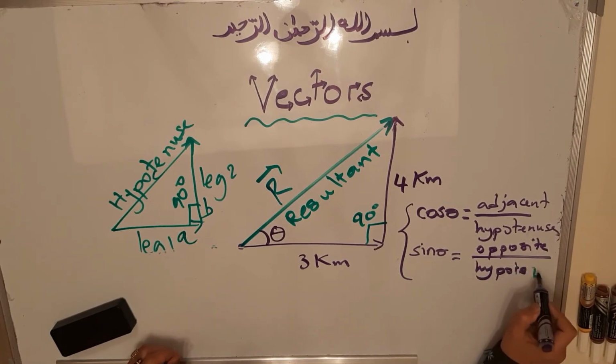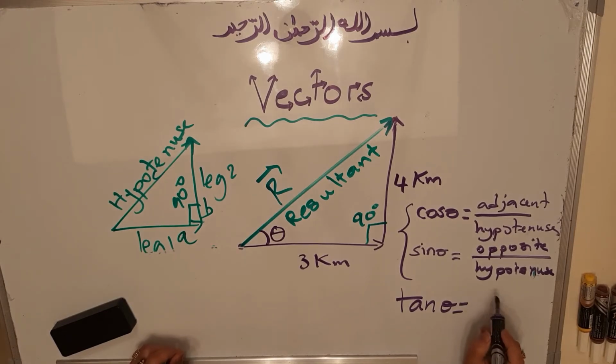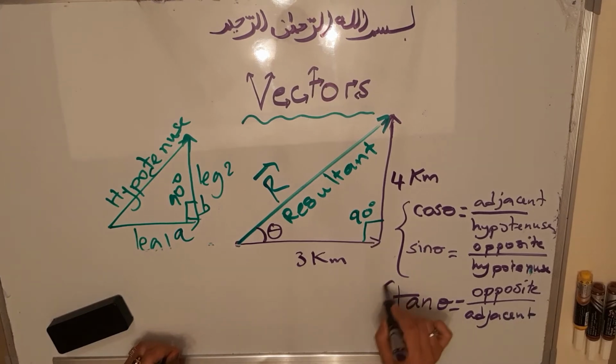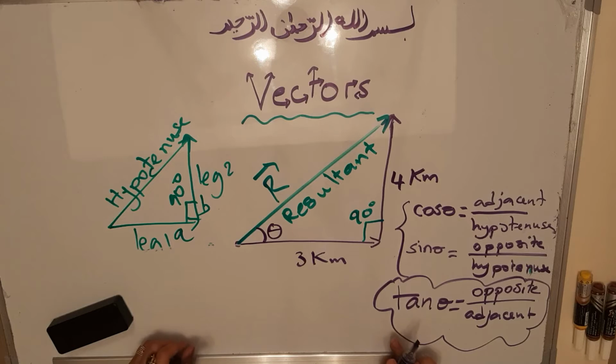And finally, just for now, for grade 9 and grade 10, tan theta is also a ratio, and it's going to be the sine over the cosine, or it's just going to deal with the legs, so it's going to be the opposite over what? Over the adjacent.